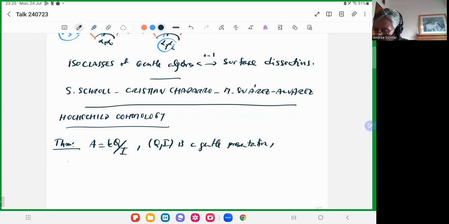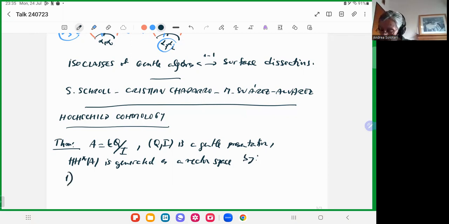So the Hochschild cohomology of A is generated as a vector space by the following. So we have several types of classes. The first one is what is called the one, the unit. It is the unit of the algebra, and it corresponds to a sum that I will denote EI parallel to EI for I a vertex.